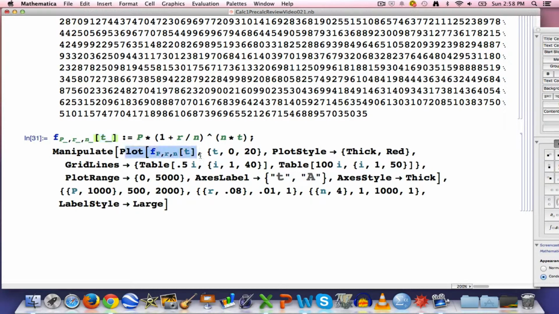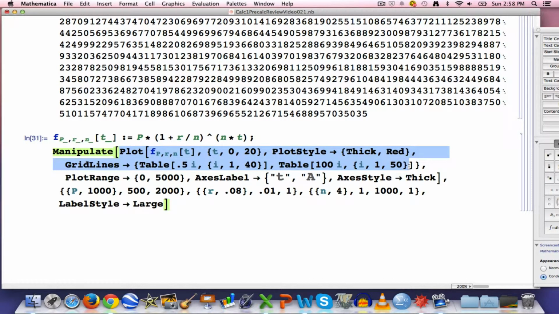But t is the true independent variable for this function. I'm plotting this function as a function of t. It's a family of functions. P, r, and n are the parameters for that family of functions. Different values of p, r, and n will give you different graphs. So I'm plotting all those graphs for different values of p, r, and n. I'm going to make them red.